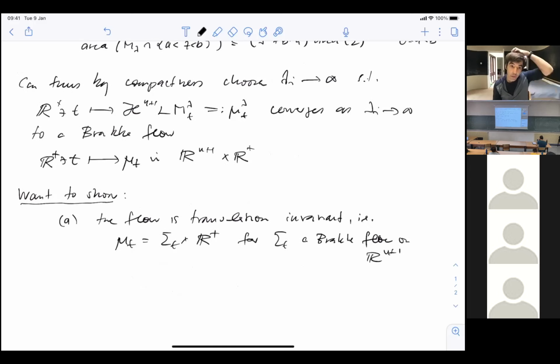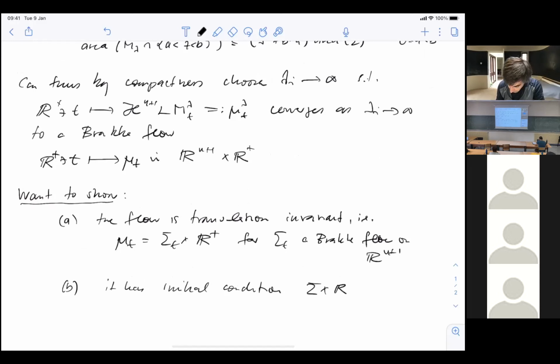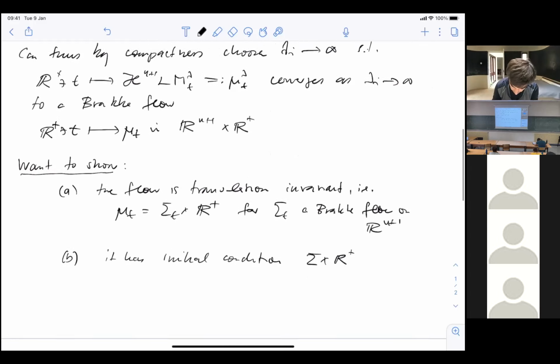Okay, that's already great. And then B, that this flow which you get has initial condition sigma cross R plus. And if you've done this, then really we have constructed a Brakke flow starting from the surface we wanted to start with.